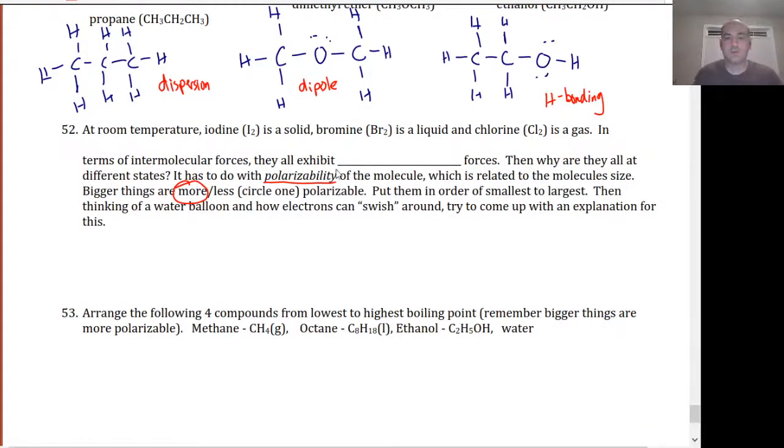Oh, good question, Alyssa. So what was blank here? In terms of intermolecular forces, these are all dispersion forces because they're all nonpolar. Or London dispersion forces, or London forces, sometimes they're called.